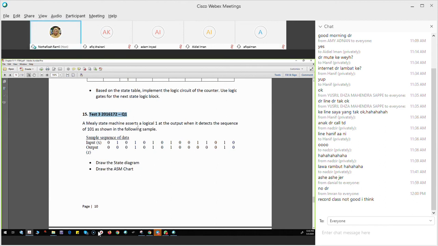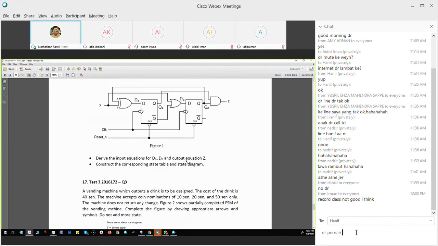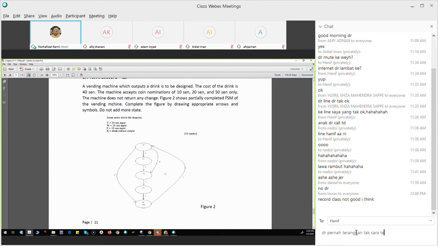So a mini state machine has 1 at the output when it detects the sequence of 101. Example is this, for example, 101, you have 1011, 1011, and then don't have any 1011. So draw the state diagram and draw the ASM chart. So actually this one should help you also in coming up with a state diagram. This is analysis. This is state. This is design. Another design.